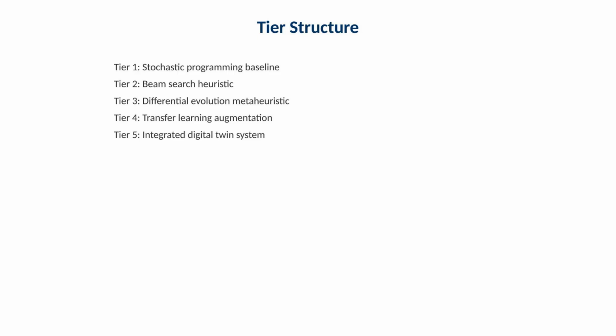We use a tiered solution approach. Tier 1 is a stochastic programming baseline that models uncertainty using scenarios and optimizes expected performance. Tier 2 uses beam search, a heuristic that explores multiple promising partial assignments without exploding compute time. Tier 3 uses differential evolution, a population-based search method. Tier 4 adds transfer learning to adapt models across terminals. Tier 5 integrates everything in an operational digital twin for predictive system-wide decisions.